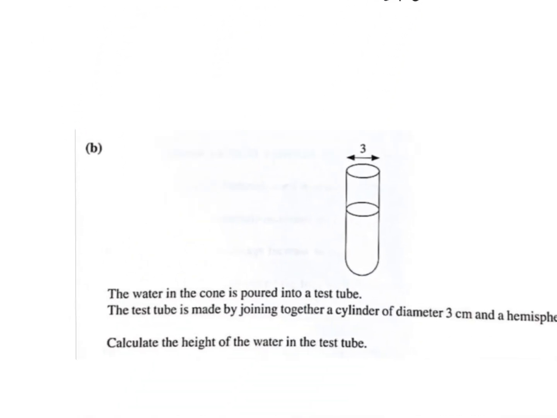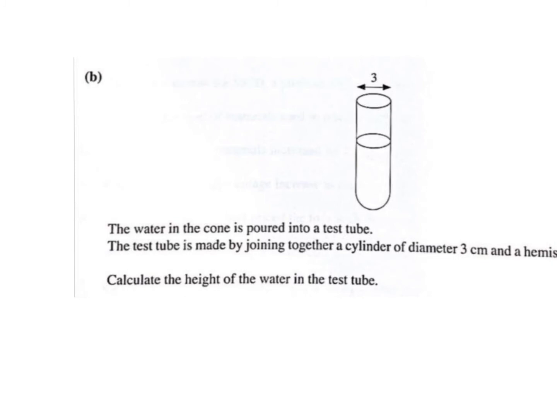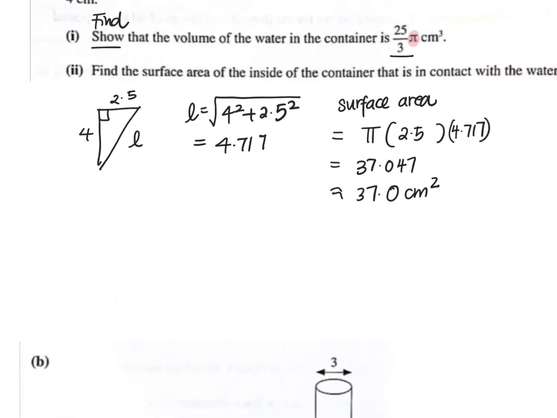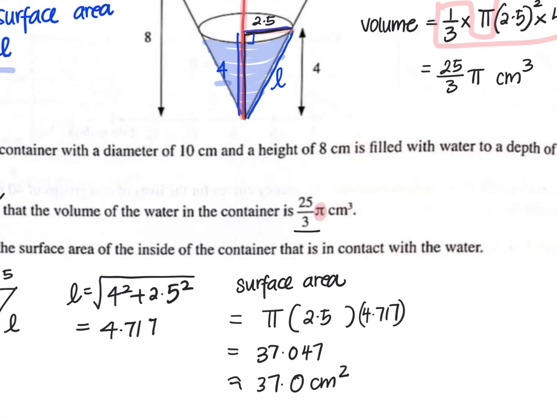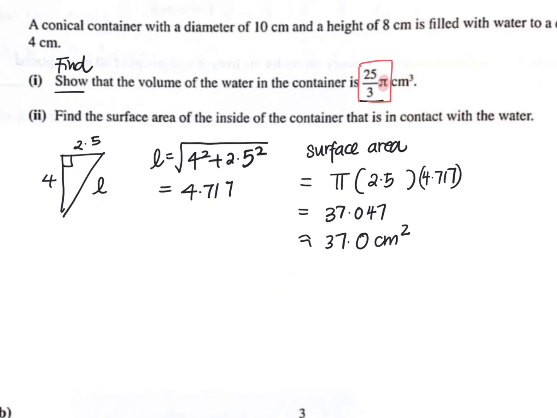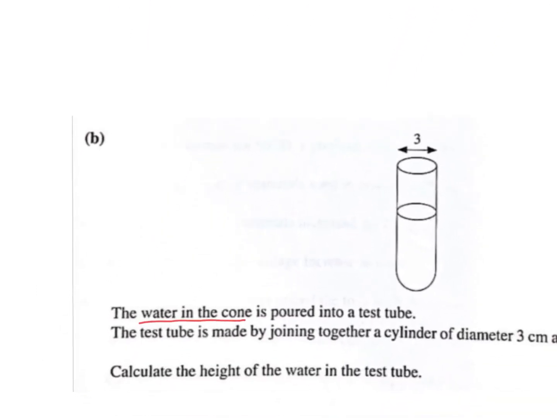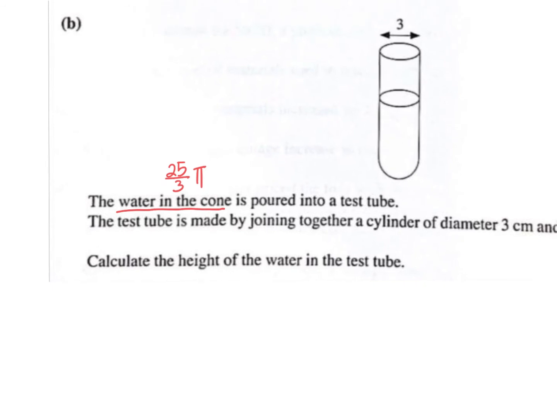Next part of the question, part B, the water in the cone. How much is the water in the cone? The water in the cone is poured into a test tube. So how much is this water in the cone? We have shown that the volume is going to be 25 over 3 pi. So even if you do not know how to do part A to find the volume, you can still use the answer that's given, 25 over 3 pi, to help you find the answer. So the water is actually talking about the volume. So we know that the volume is equal to this.